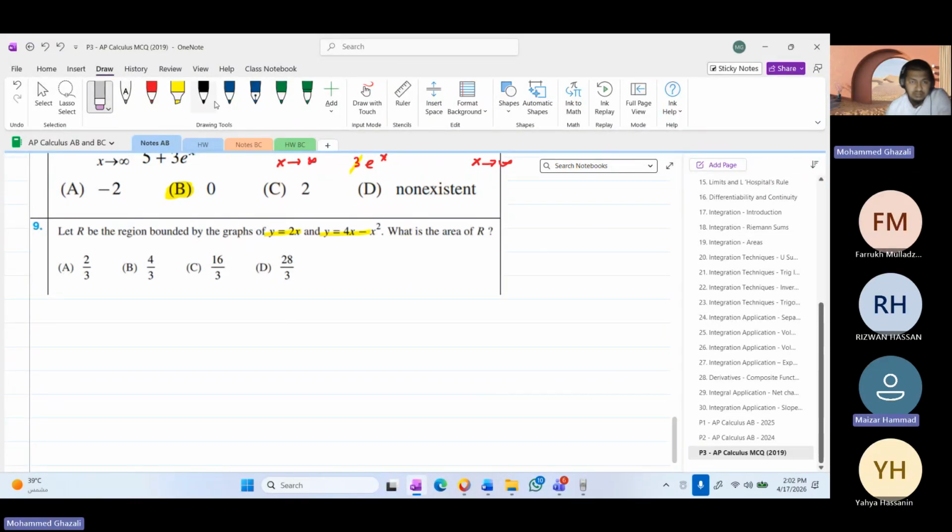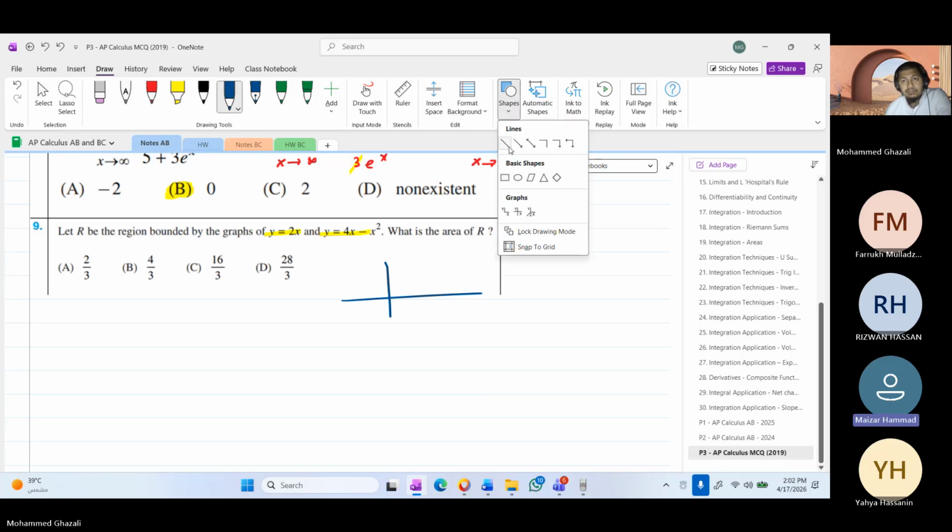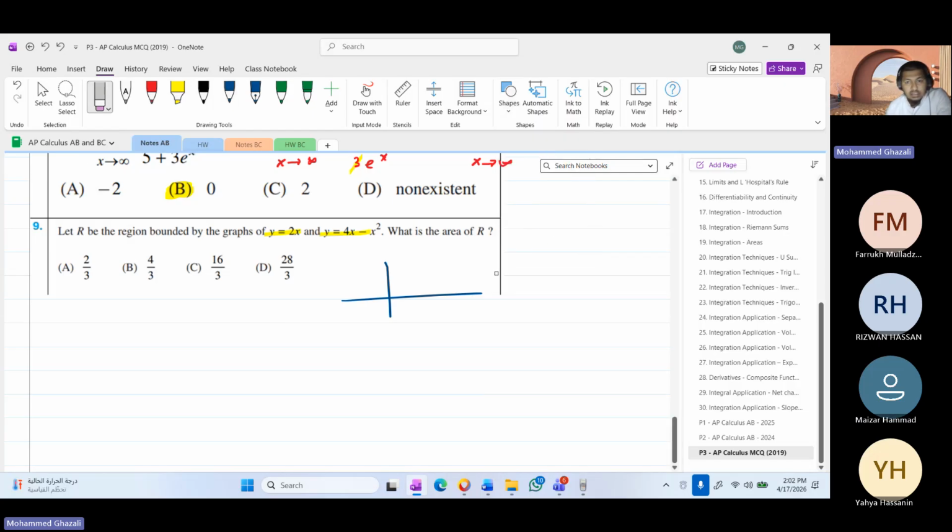First we need to find the points of intersection. Here, how would you know which graph is the top and which graph is the bottom if you don't have a calculator? That's what I'm trying to investigate. So what we do first is try to find the points of intersection, all right? We're going to find the points of intersection first.